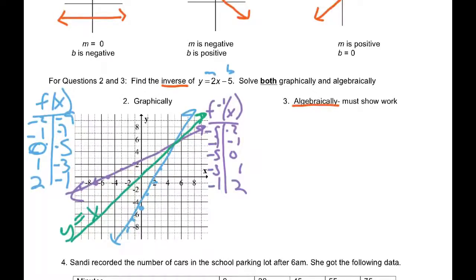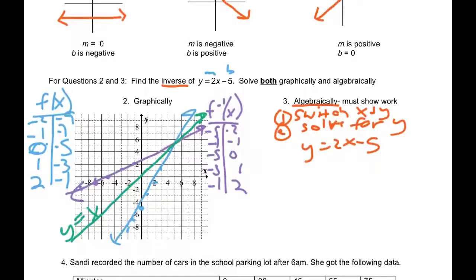Remember, there's 2 steps algebraically. Step 1, switch x and y. We're talking about the variables. Step 2, we then solve for y. Okay, so let's do that. So we have y equals 2x minus 5, and now we switch. So this is x, and this is y. Right? These switched. All right, and now we would solve for our y.